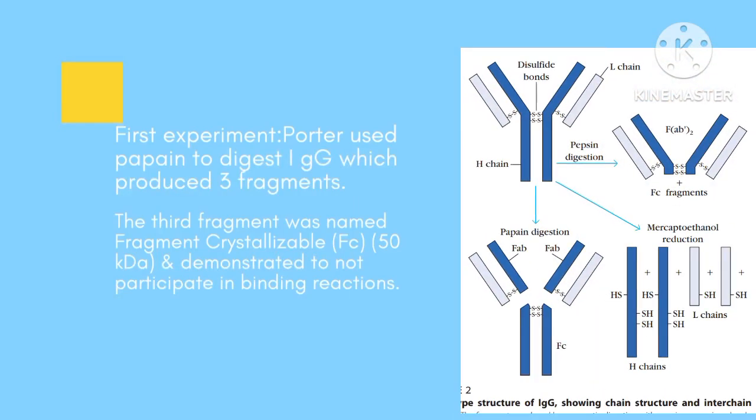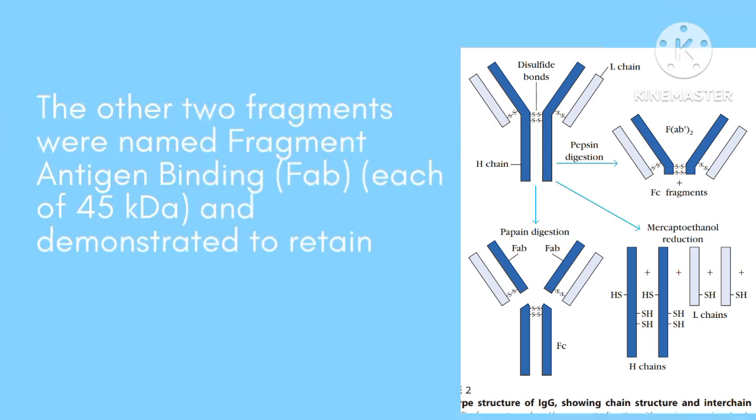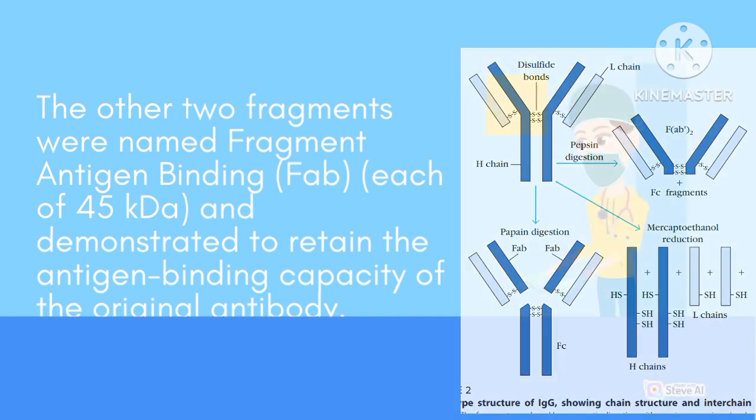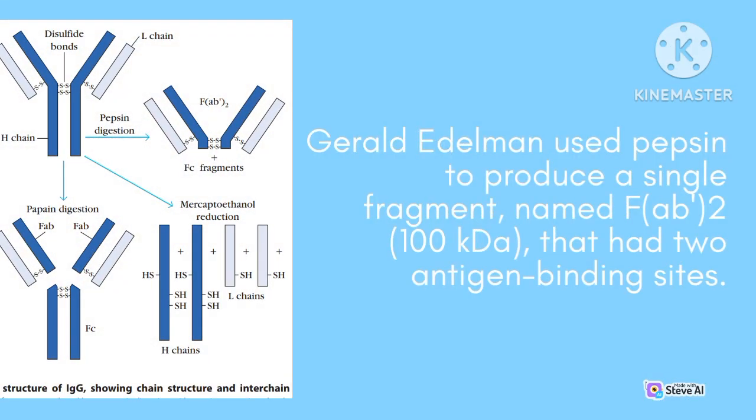In the first experiment, Porter used papain to digest IgG, which produced 3 fragments. The third fragment was named fragment crystallizable, Fc, 50 kDa, and was demonstrated to not participate in binding reactions. The other 2 fragments were named fragment antigen binding, Fab, each of 45 kDa, and were demonstrated to retain the antigen binding capacity of the original antibody. Gerald Edelman used pepsin to produce a single fragment, named F(ab')2, 100 kDa, that had 2 antigen binding sites.